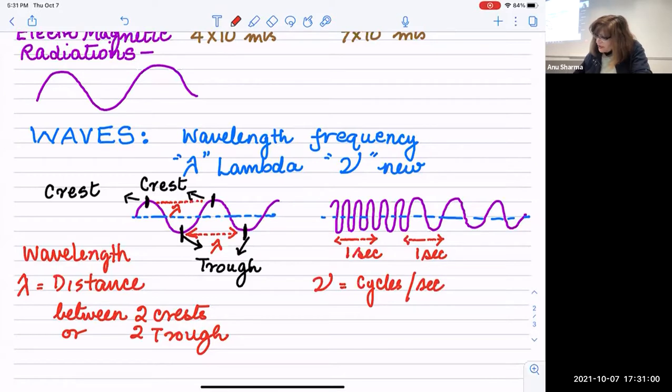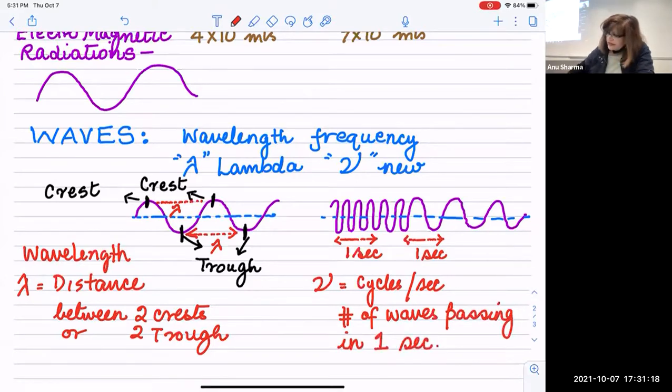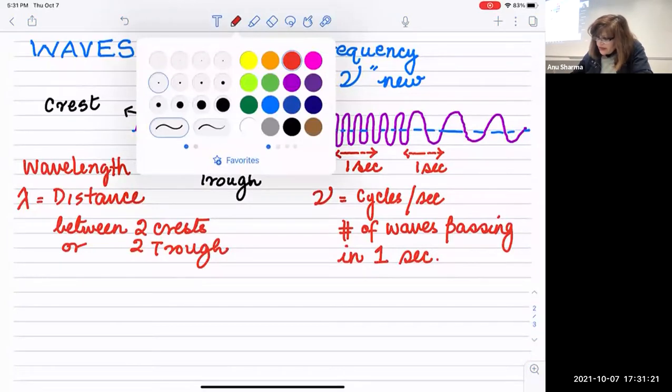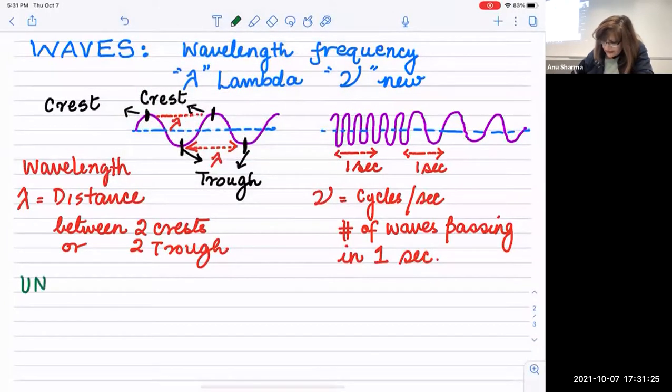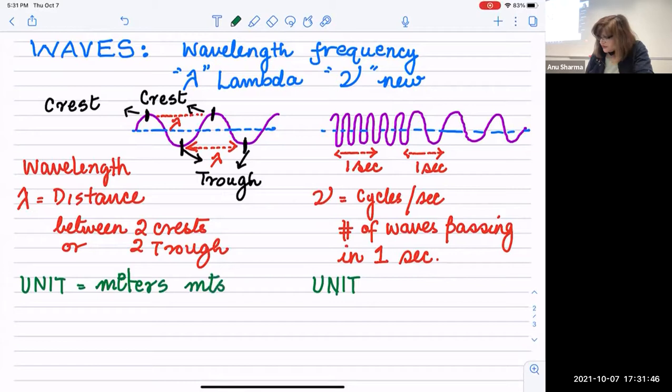Okay, so let me write this down also here, the number of waves passing in 1 second. Okay, so that's what it is. So that's why I call it cycles per second. Okay, then what is the unit for wavelength and what is the unit for frequency? So the wavelength unit is meters. Ideally it is m alone, but I just want to put it as MTS, so these are all the same.